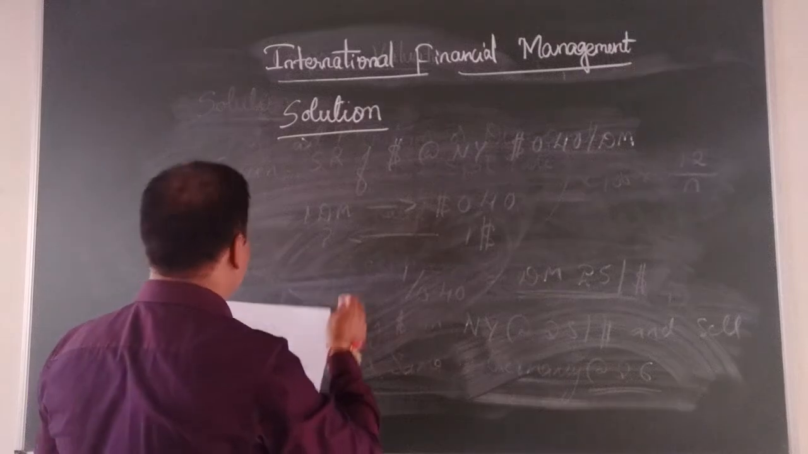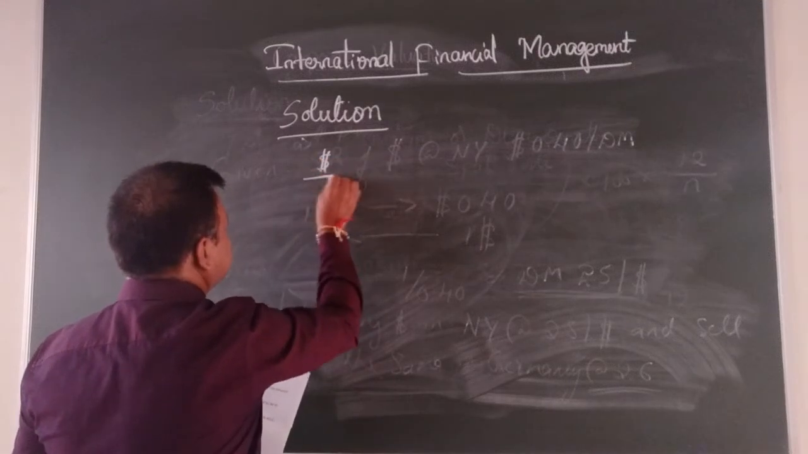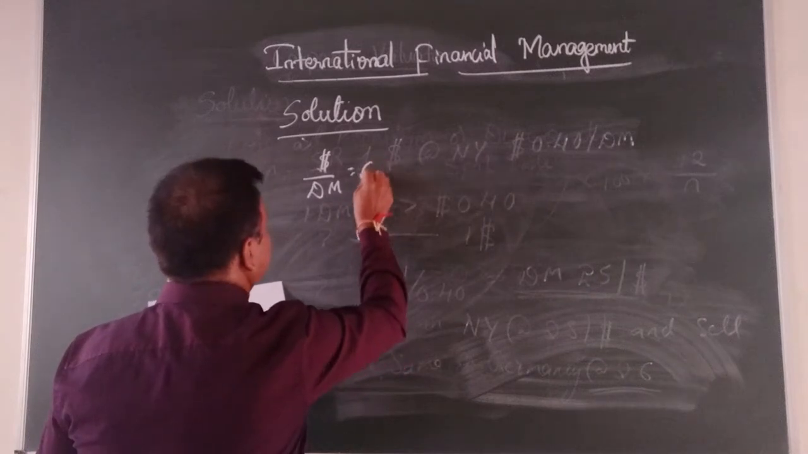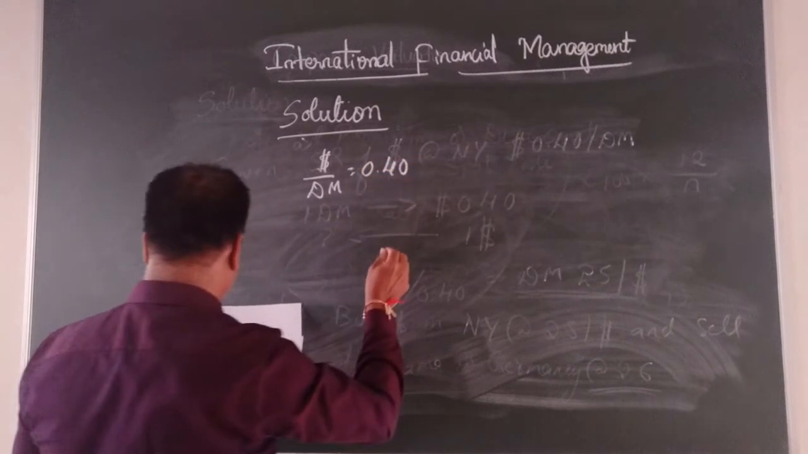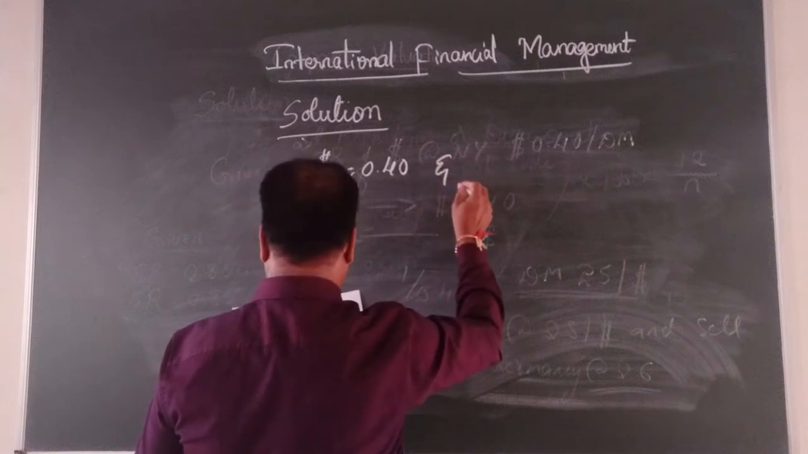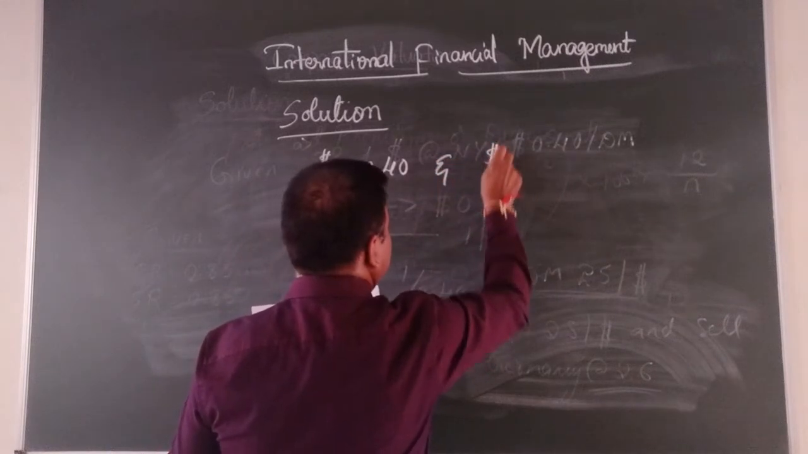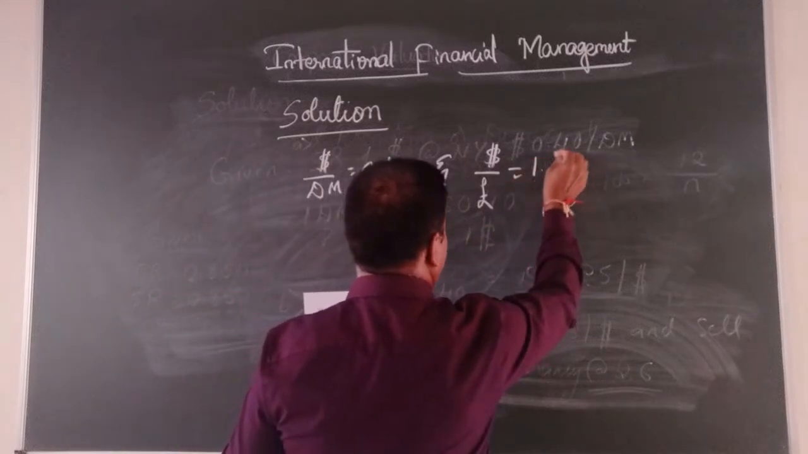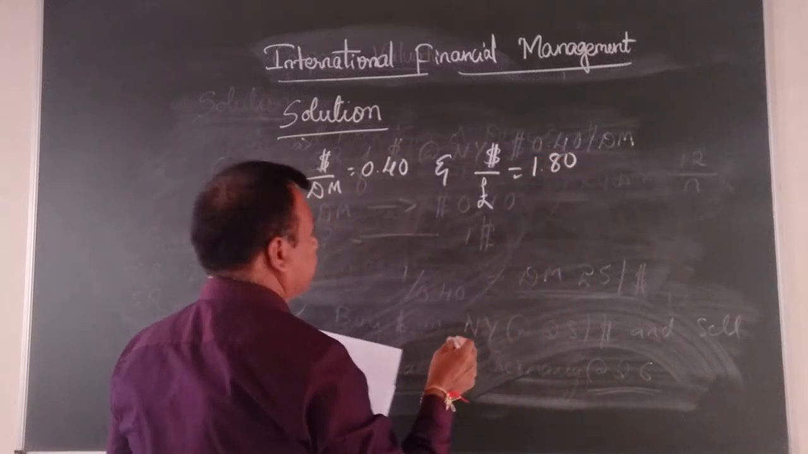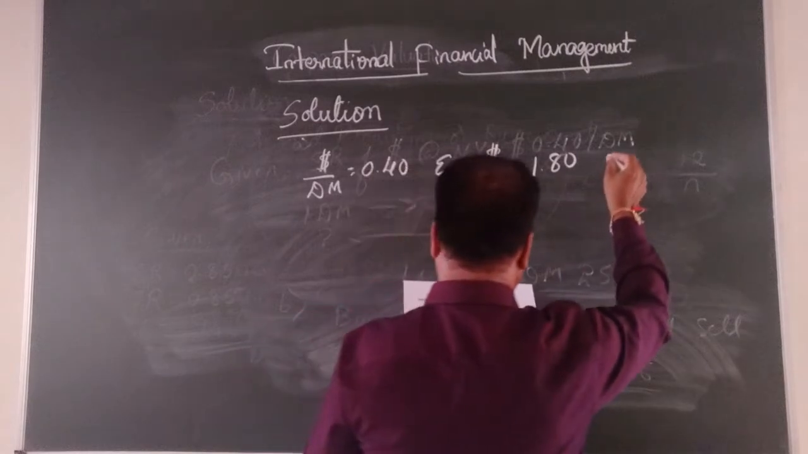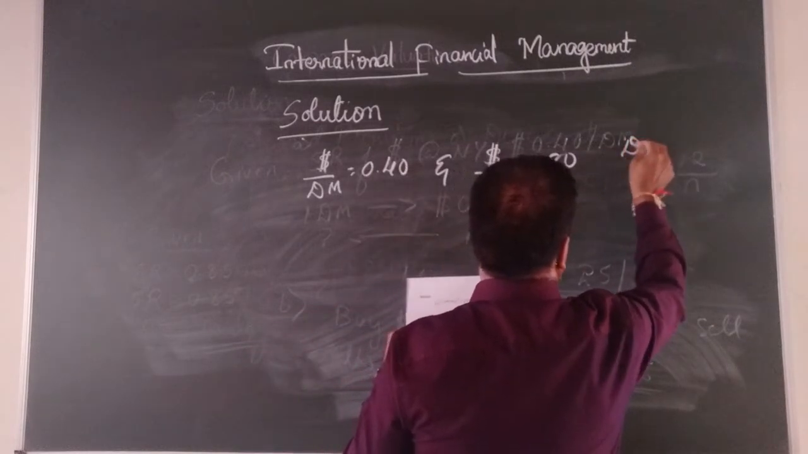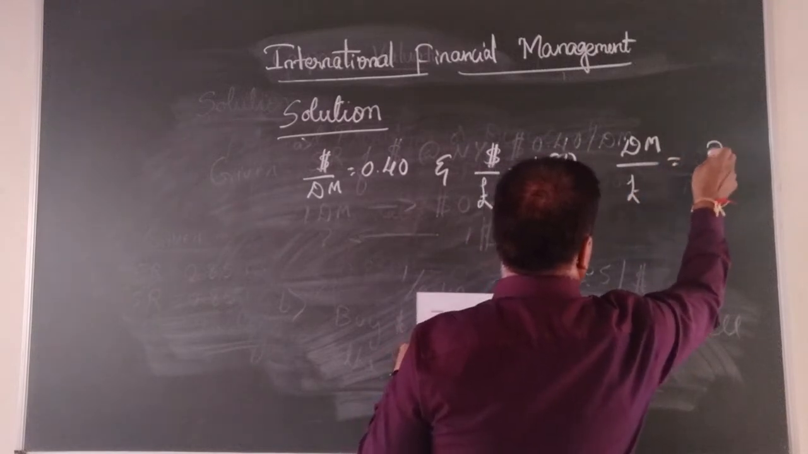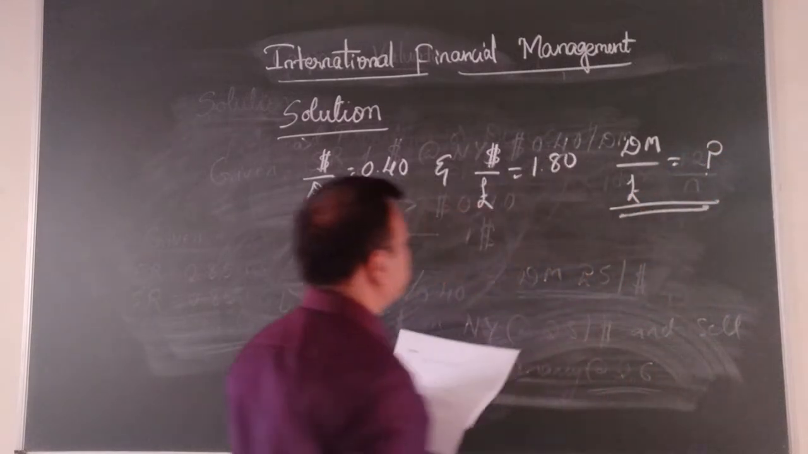Here they are given dollar by DM is equal to 0.40, and dollar by pound is equal to 1.80. So now we need to find out the value of DM by pound. This we need to find out.